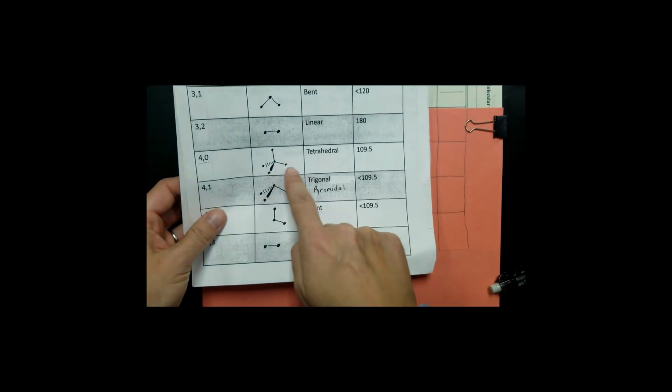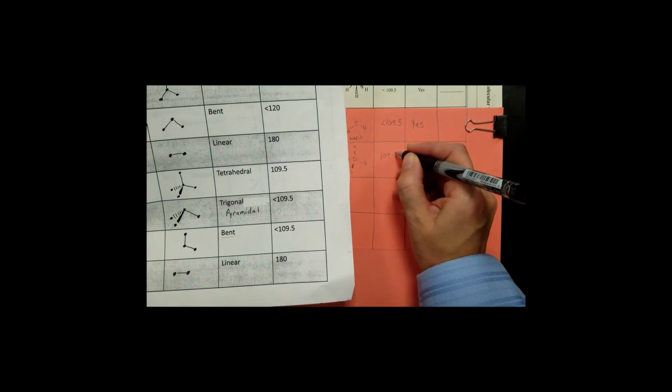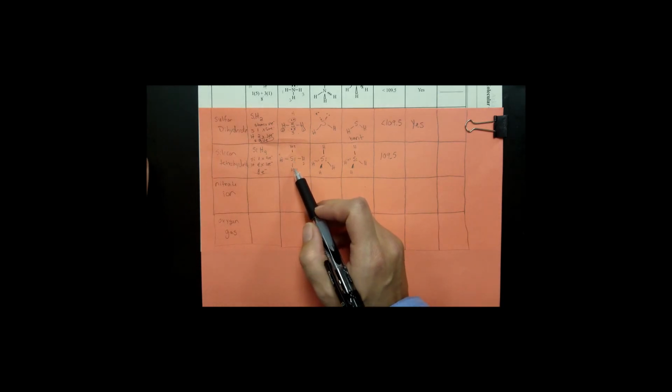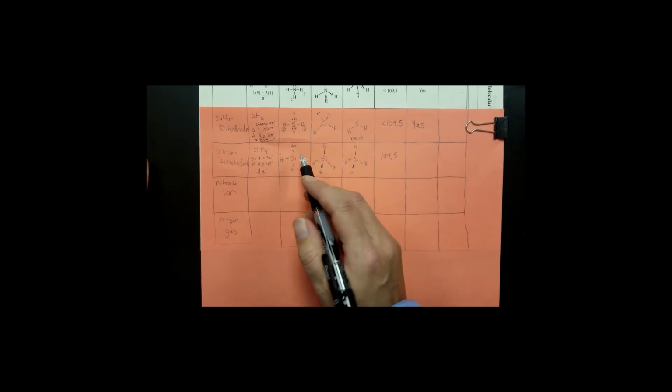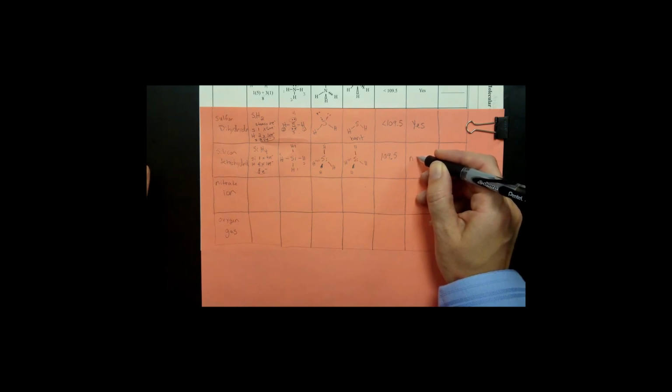So looking at the bond angle, once again, just follow it over, and instead of less than, it is 109.5. Is this molecule polar or not? Well, one of our rules says that if there's no lone pairs on the central atom, which is what we have, and all the terminal atoms are the same, then it's nonpolar. So here, notice, all the terminal atoms are hydrogen. They're all the same. So this is nonpolar. So I'm going to write no for not polar.